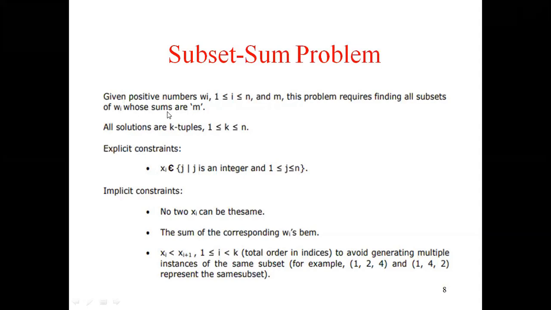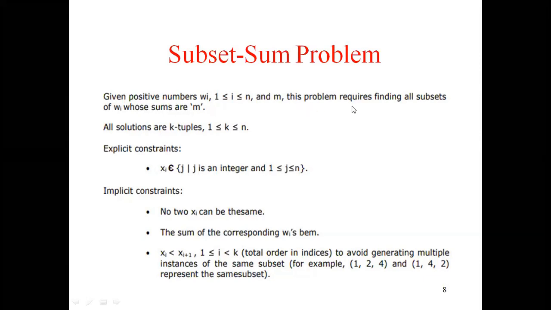Given positive numbers wi, i varies from 1 to n. Say weights: weight 1, weight 2, weight 3, like this. There are n number of weights. And m means the total value of the elements in the subset. That should be equal to m. Such a type of subsets we need to find.